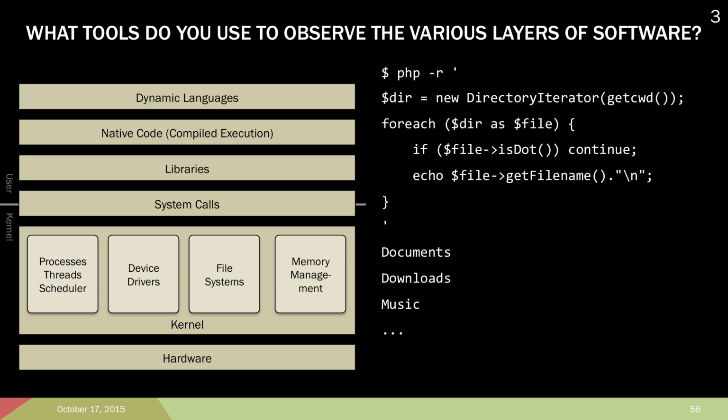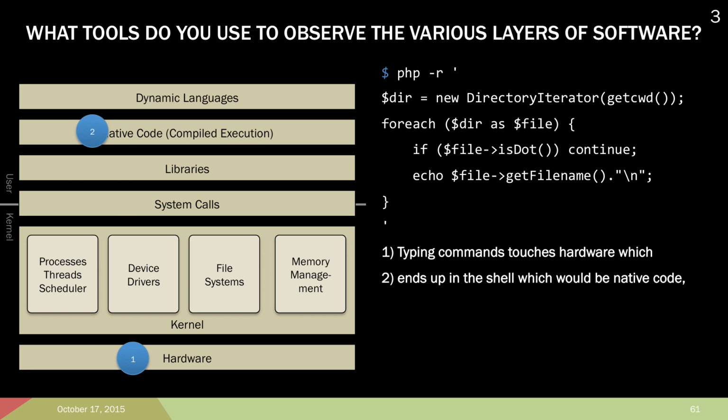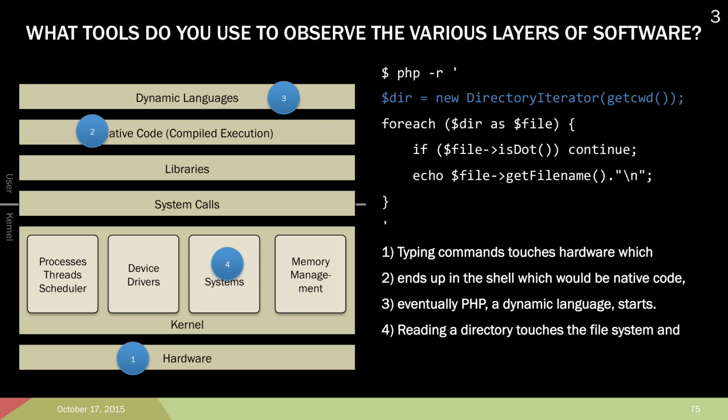So think, when we type this command and it executes, what layers of the OS would it go through? Typing commands would start with hardware. The shell is native code, and after pressing enter, we would start PHP after forking a process. Next, we get the current working directory and an iterator for it. It seems like the kernel has a file systems module, so we'll go there.